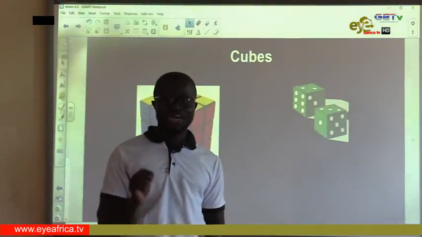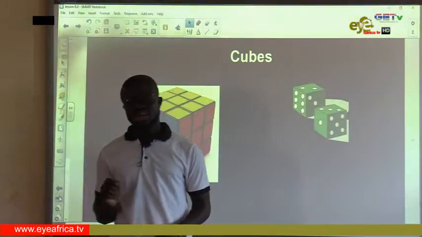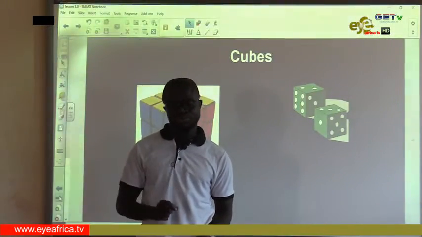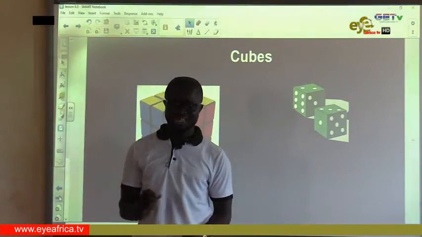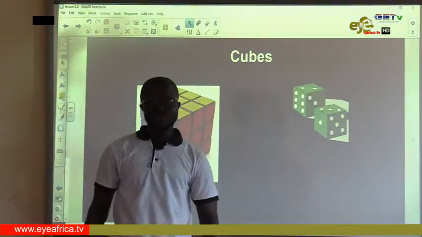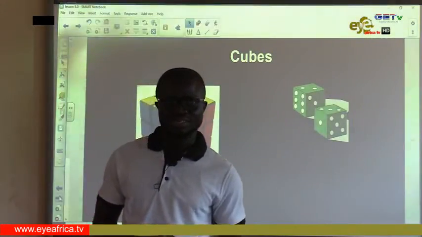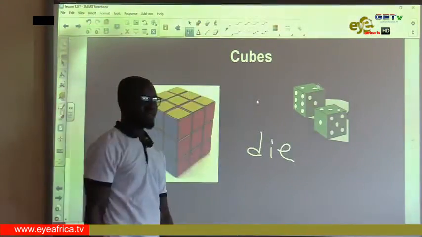They resemble an object used in playing a game, and the game is called Ludo. Which object is that? It is normally put in a cylindrical tin and then knocked on the surface of the Ludo board. How do we call that object, please? It is called a die.